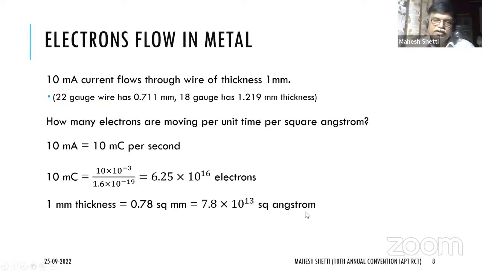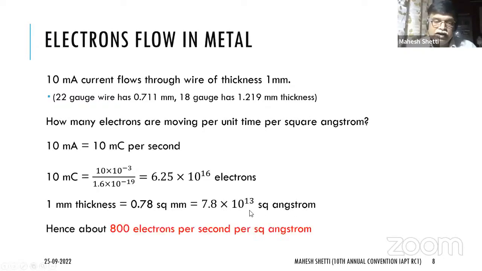So that is the area of cross section of the 1 millimeter thickness wire in terms of square angstrom, and 6.25 into 10 raised to 16 electrons are moving per second through this much area. So per square angstrom, it is going to be about 800 electrons. So you see that if you consider one particular atom, about 800 electrons per second are flowing across that.